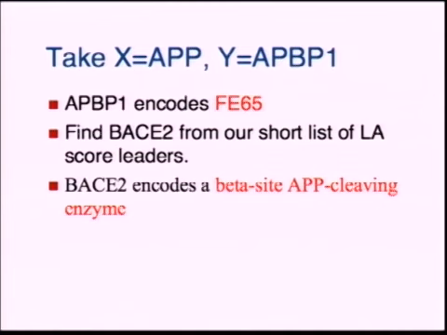So I take one, this APP is encoded by this gene and so on. So liquid association, if you look at the high scores, normally my computer will pop out the top 20. This set has near 9,000 genes. So 20 out of 9,000, I've been able to find BACE2, which is a beta-site APP cleavage enzyme. So I'm quite happy with that.